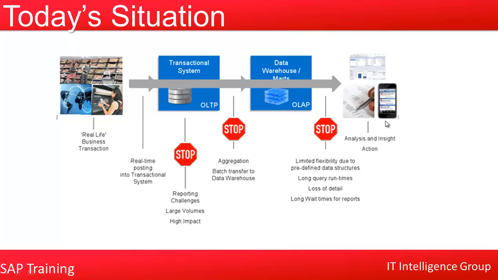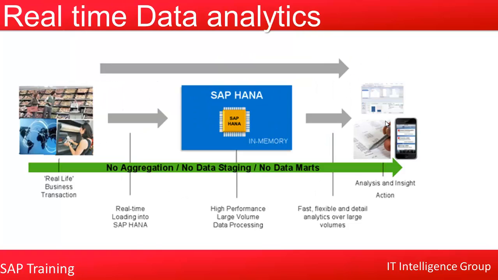So to cut short this time, that is where the in-memory database plays its part, and that's where you can see how you can just send something and immediately get the analysis and insight action, because there is no aggregation, there is no data staging, there is no data mart. So intermediate storage is eliminated, so you are getting real-time loading into HANA, you are getting high-performance large volume data processing in memory, then you get fast, flexible and detailed analytics over large volumes. And that's how you can see the analysis and insight action pretty fast.